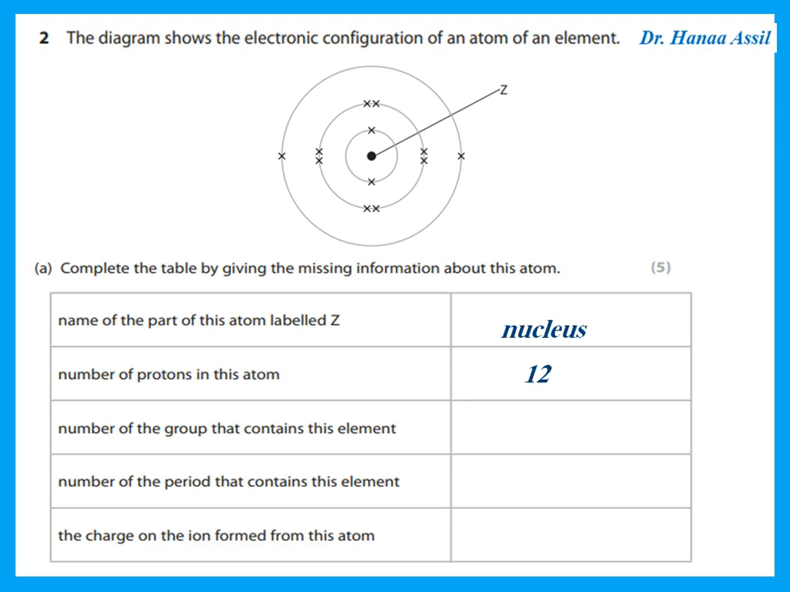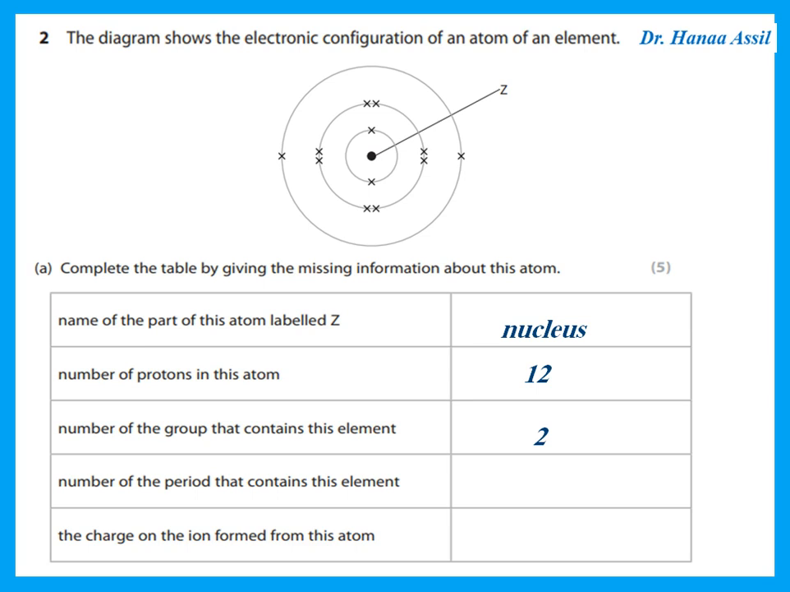Number of the group that contains this element. How do I know which group it is? The number of the group is the same as the number of electrons in the outer shell. So how many electrons in the outer shell? You have 2, so it is in group 2.